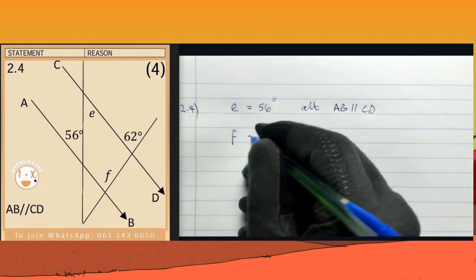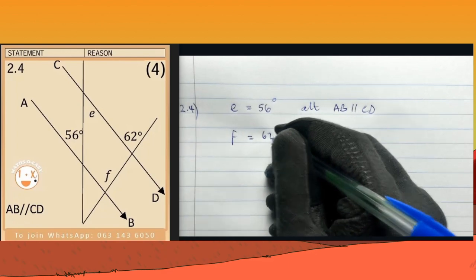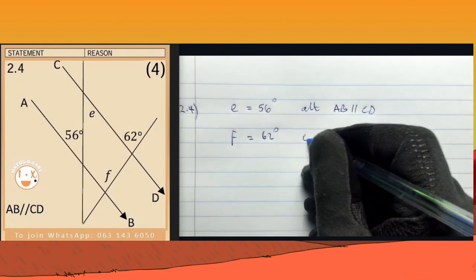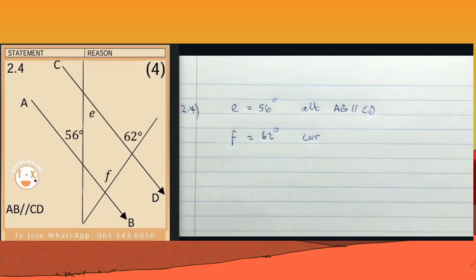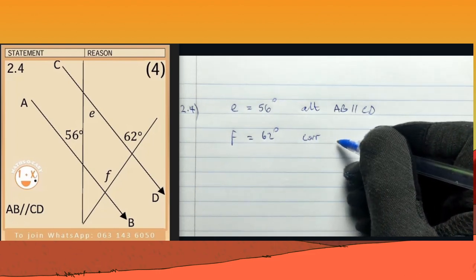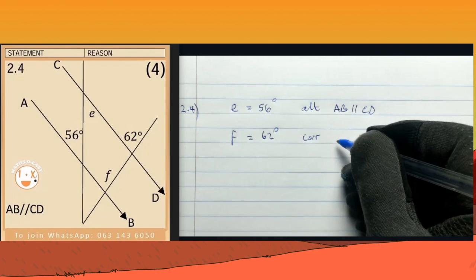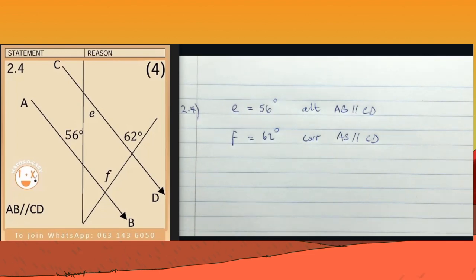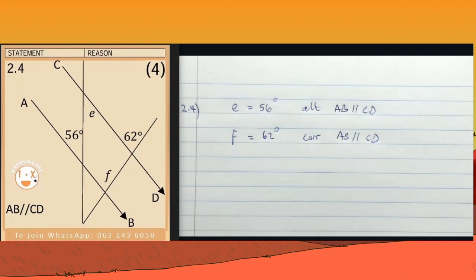You are going to say, examiner, even this one, I am sharp like that. F and 62 are equal because they are corresponding. One is on one parallel line and the other one is on another line. Okay, so these ones are corresponding because again AB is parallel CD. Okay, then you are done. So within 2 minutes you can get those 4 marks if you are sharp like that.